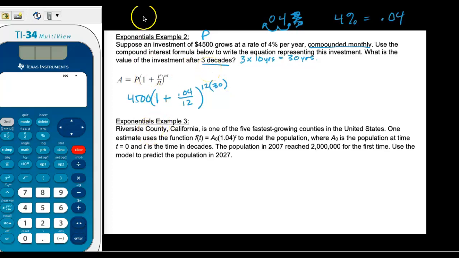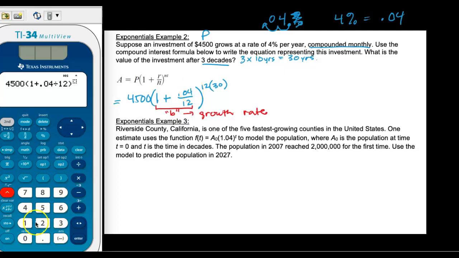And so we're looking for the value of the investment after 3 decades. I just want to point out before we evaluate this with our calculator that whatever is inside here, the base of the exponent, this is kind of like our b, and that's the growth rate. Okay, and so all we have to do is evaluate this with our calculator and we can find the value of the investment. So I'm going to do 4,500 times 1 plus, now if you have a fraction button, you can use it, or you can just do 0.04 divided by 12. Either one will work.